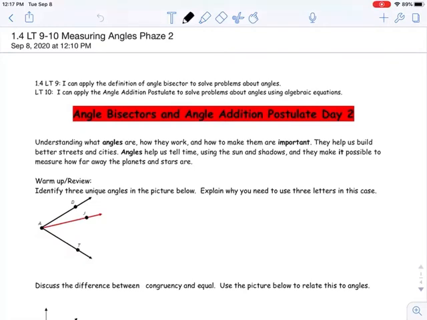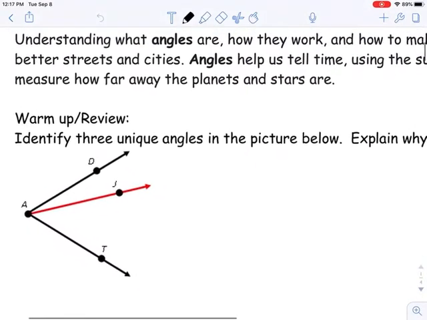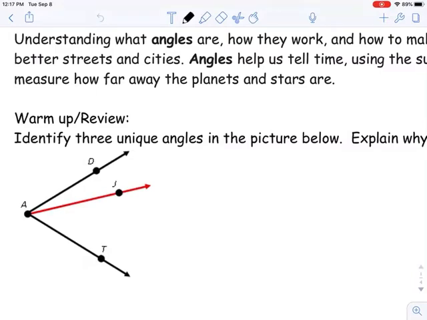Alright, so understanding what angles are, how they work, and how to make them are important. They help us build better streets and cities. Angles help us tell time using the sun and shadows, and they make it possible to measure how far away the planets and stars are. So angles are a very powerful concept. Hopefully you can realize that, and that's why we're talking about them in the first unit of geometry. We're in the second part of the first unit.